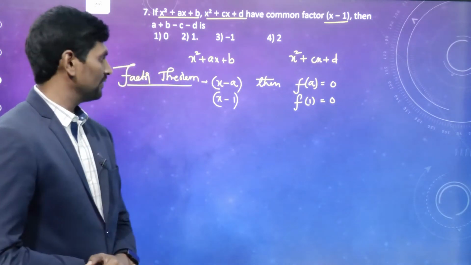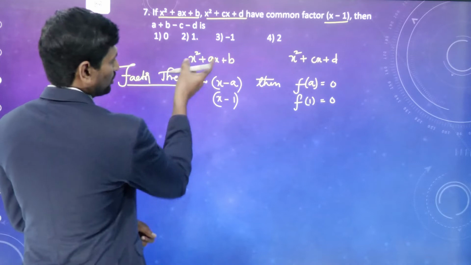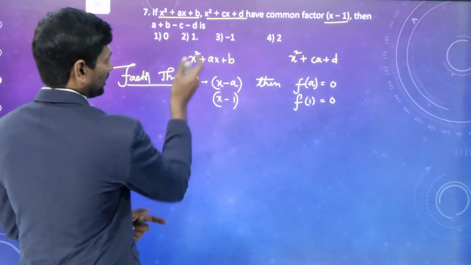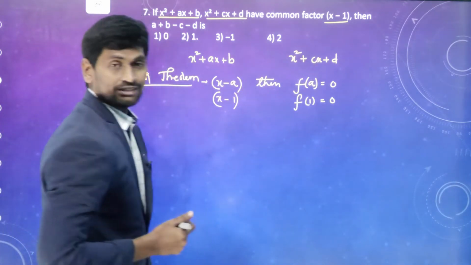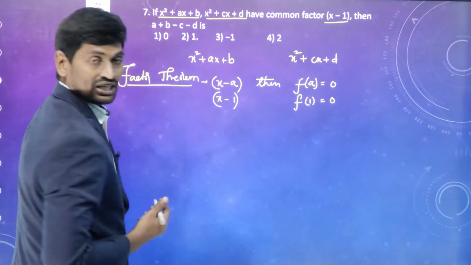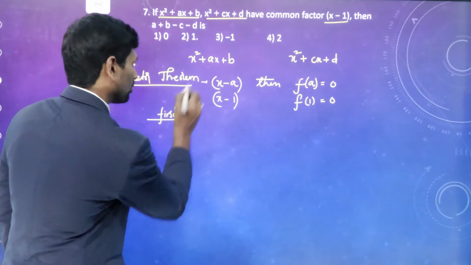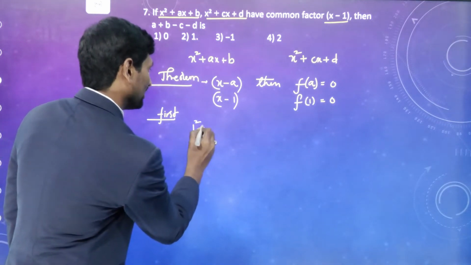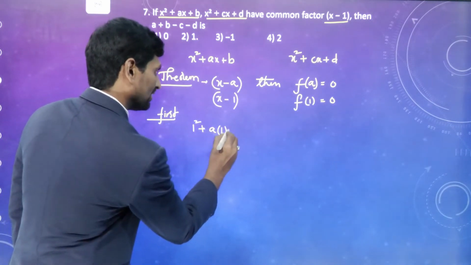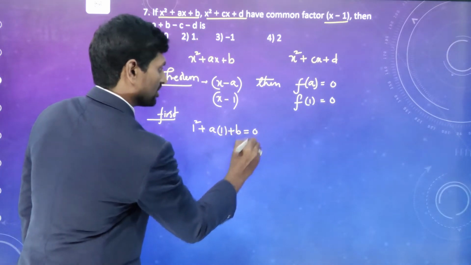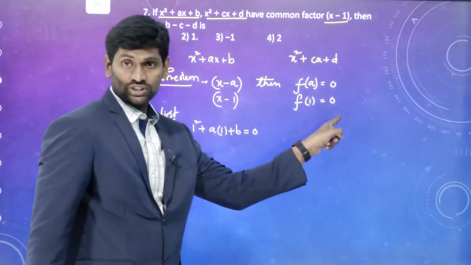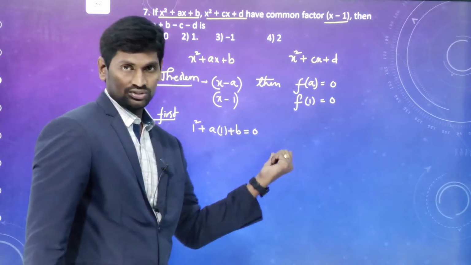Clear? That means substitute one value in the first and second quadratic polynomials. I am substituting the value 1 in the first quadratic polynomial. That means 1 square plus a into 1 plus b equals 0, f of 1 equals 0. That's why I have written equals to 0.